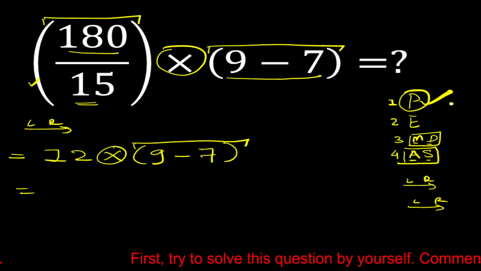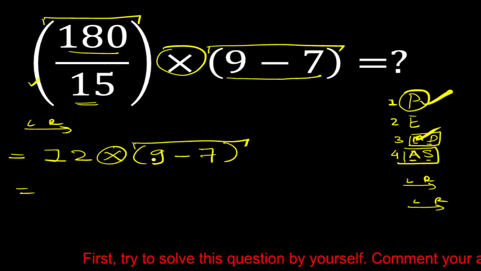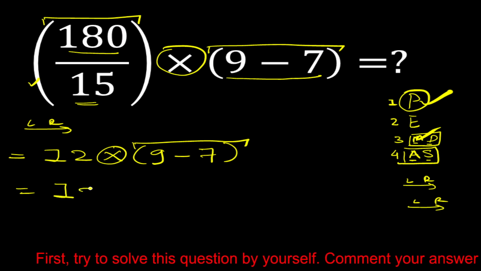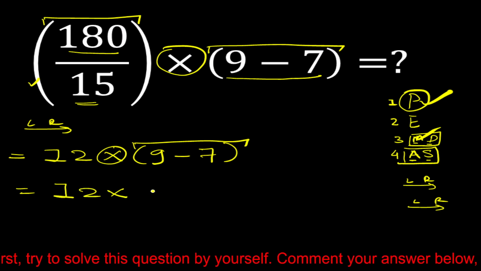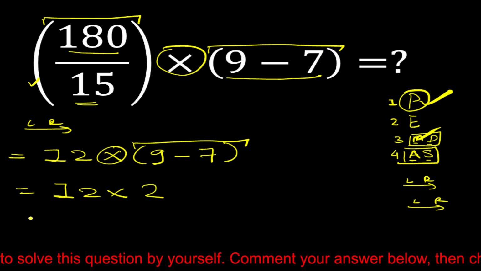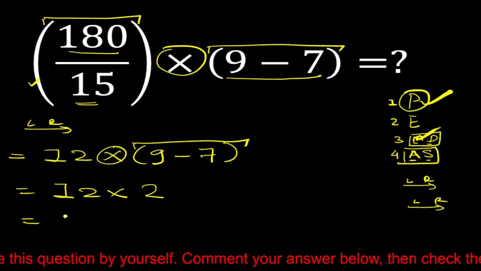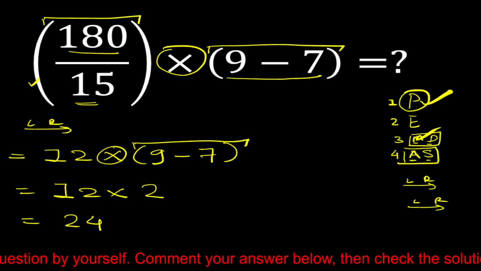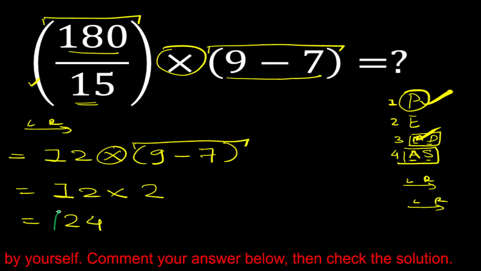Okay, so now we have one multiplication and one parenthesis. So first priority is parenthesis, then we have to solve multiplication. So 12 multiplied by, now 9 minus 7 is equal to 2. So 12 multiplied by 2 is equal to 24. Okay, so the correct answer is 24.